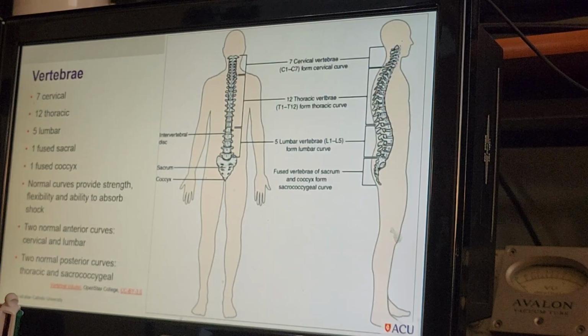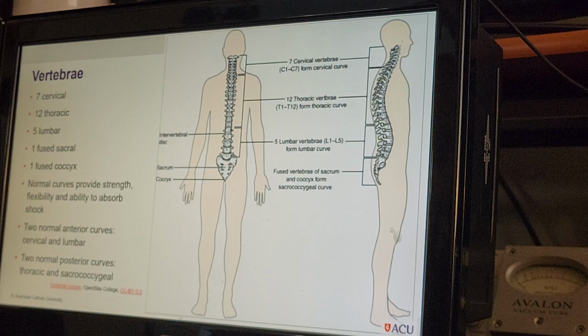So why isn't the vertebral column straight? Why does it have these normal curves? This is because the way that it's curved gives some flexibility to the vertebral column, and it allows strength for the functions that we need to use it for, but having those curves also allows it some ability to absorb shock that could be placed upon the vertebra.